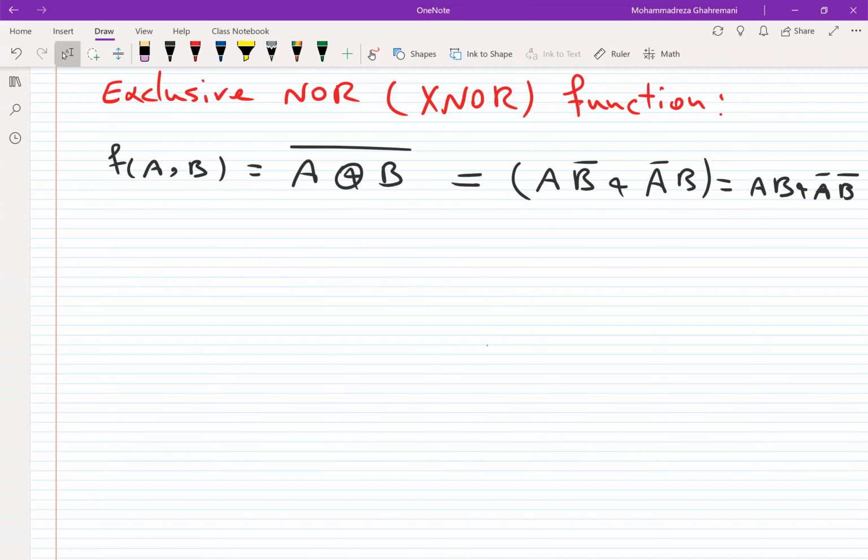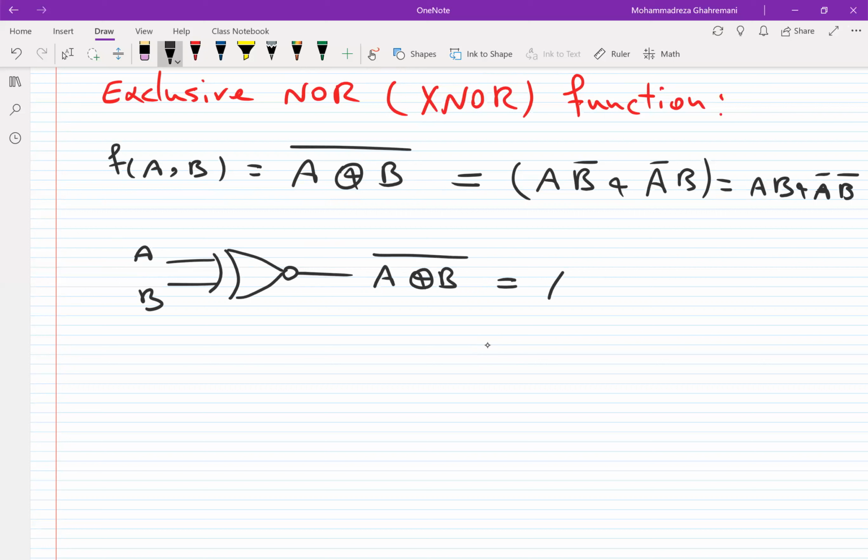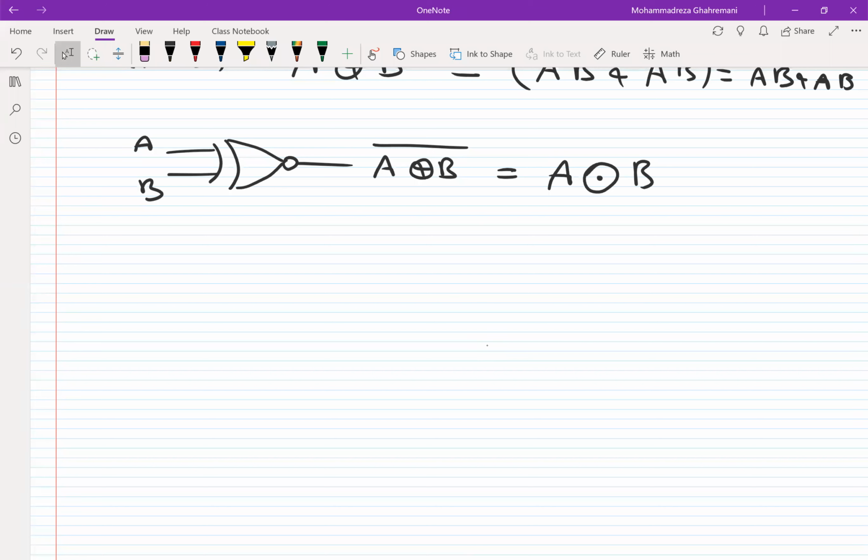Okay, and the symbol for the XNOR gate is like XOR with a circle at the output. So it's A, B, and the output is A XNOR B. Also, we can show it with this symbol, like a circle with a dot inside it. So it's the same as the symbol for the XOR gate. So the truth table is here.